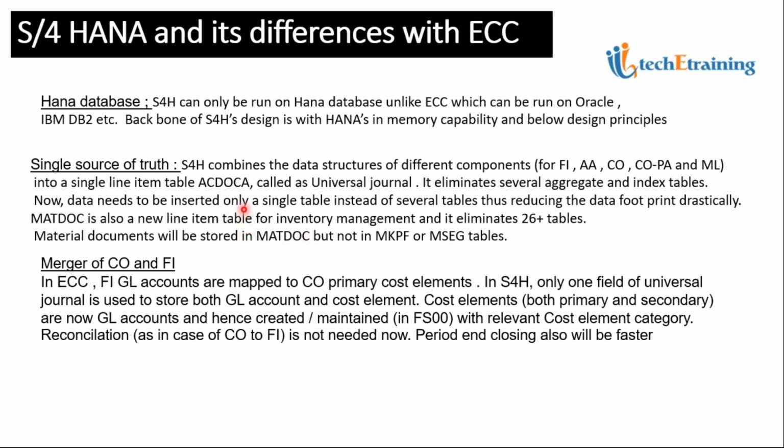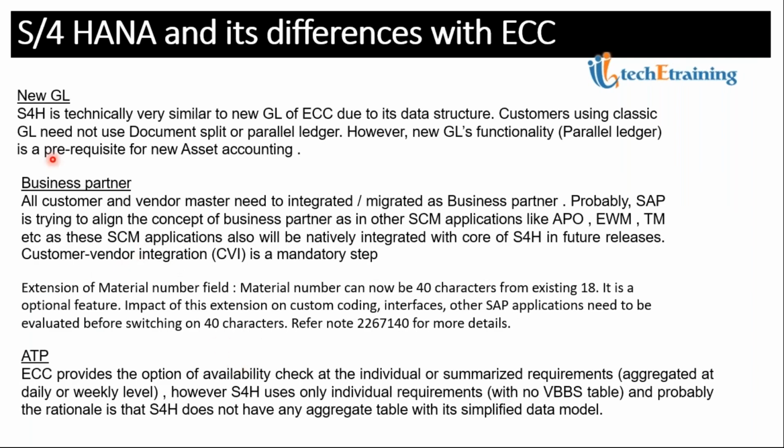Similarly, VBAK, VBAP tables have been modified. In many places, many modules use a single reference. So you don't have the reconciliation required, which is a fundamental difference, whereas you have a number of aggregate tables in ECC. That is how they could merge FI and CO and do a lot of things. With this, the universal journal has come into the picture, which was not there in ECC or was a nascent feature of ECC.